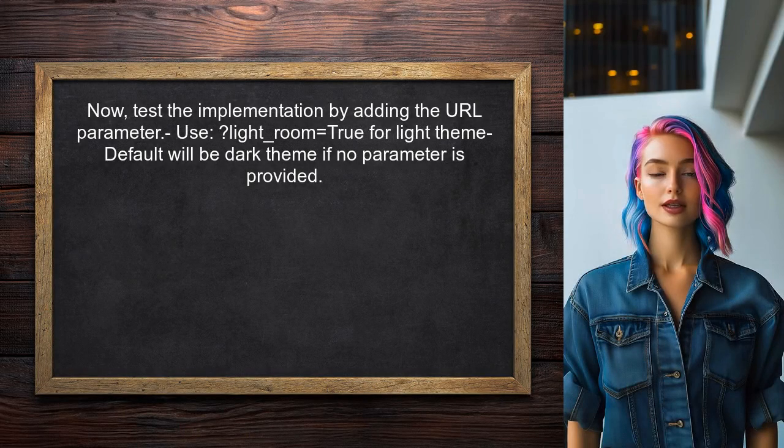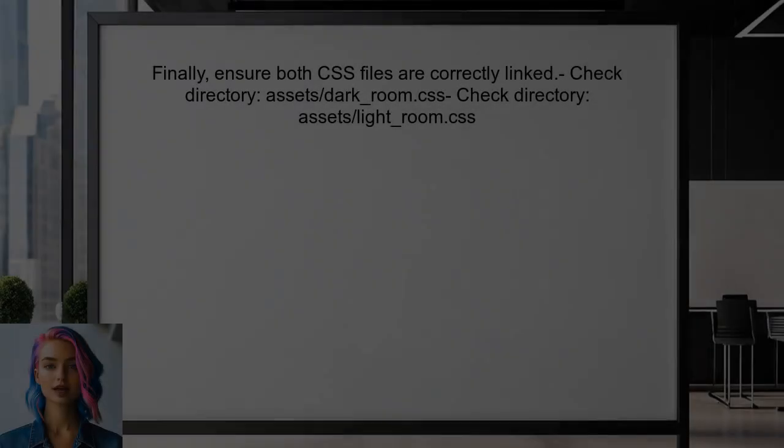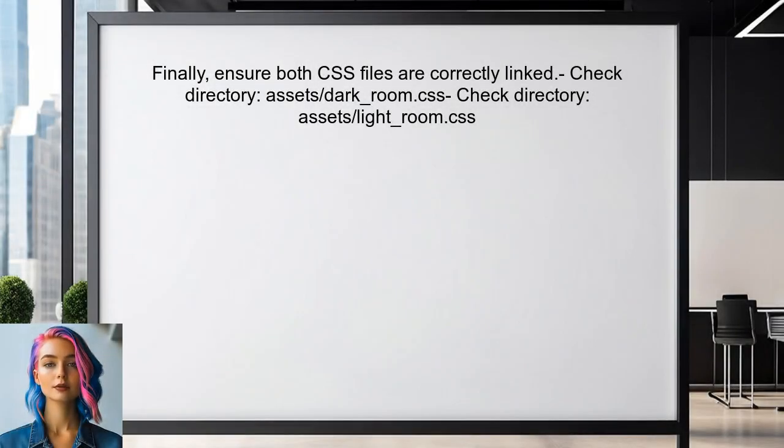Now, the user can test the implementation by adding the URL parameter. If the user types lightroom equals true at the end of the URL, the light theme will load. Otherwise, the dark theme will be the default. Finally, the user should ensure that both CSS files are correctly linked and accessible in the specified directory. This will prevent any loading issues when switching themes.